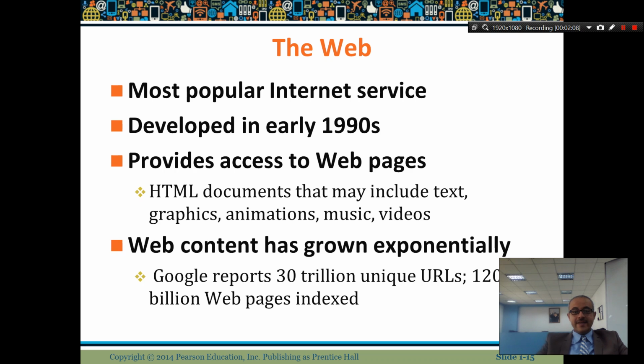It was developed in the 1990s and provided access to web pages, HTML documents that may include text, graphics, animation, music, videos, and web content has grown exponentially. Google reports 30 trillion unique URLs and 120 billion web pages indexed.